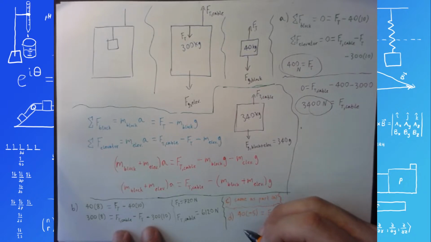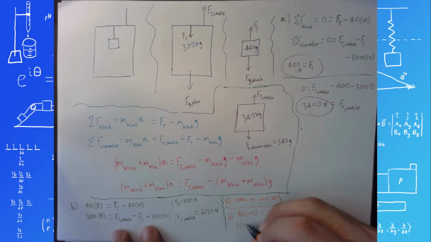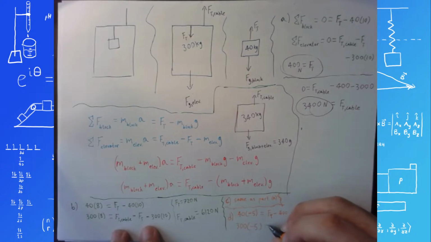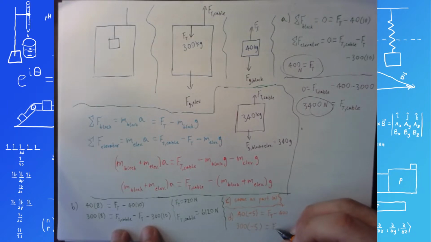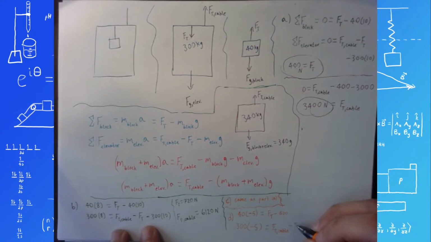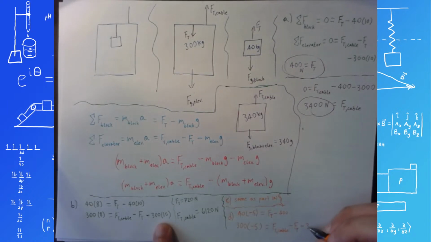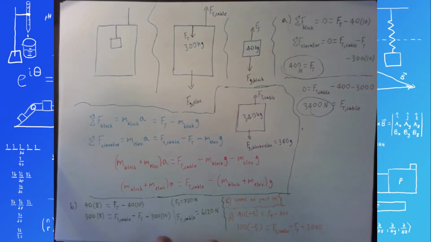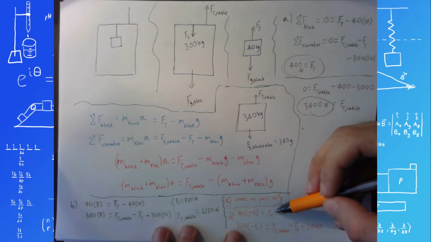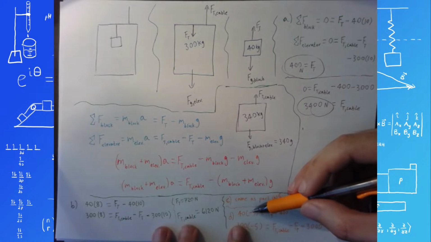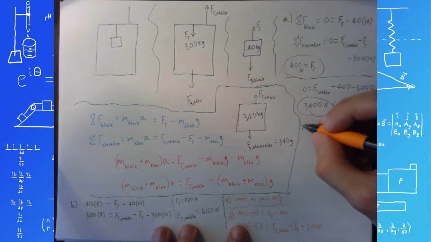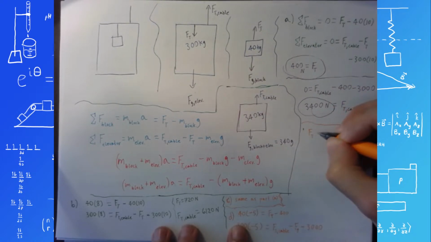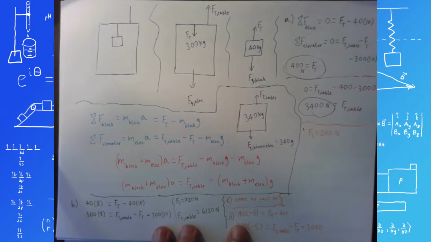And then for the elevator itself, we've got 300 kilograms times an acceleration of -5 equals the tension in the cable minus the tension in the rope, and also minus the weight of the elevator, 300 times 10, or 3,000. Okay, so force of tension in the rope, we've got 40 times -5 is -200. Add 400 to both sides, and you get +200. So you get force of tension in the rope is 200 newtons.